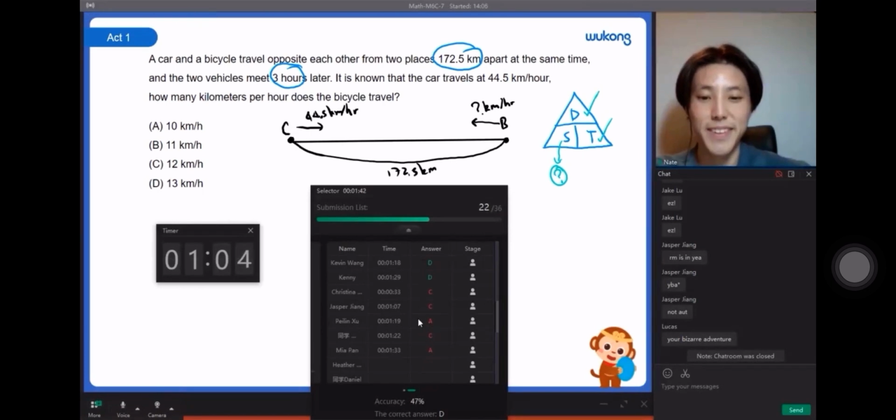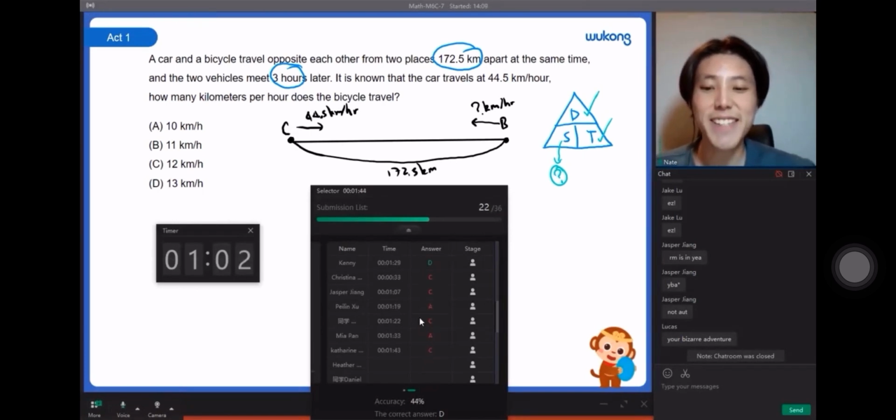Okay. So guys, just be very careful with your calculations. Since we have a decimal, we might make a mistake. So please double check with your values.